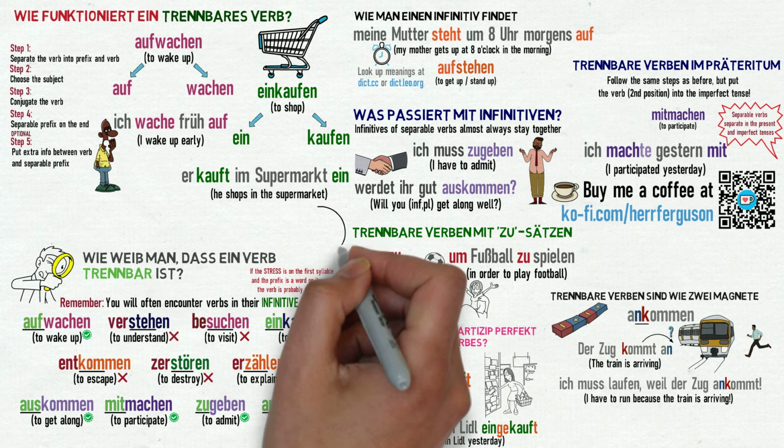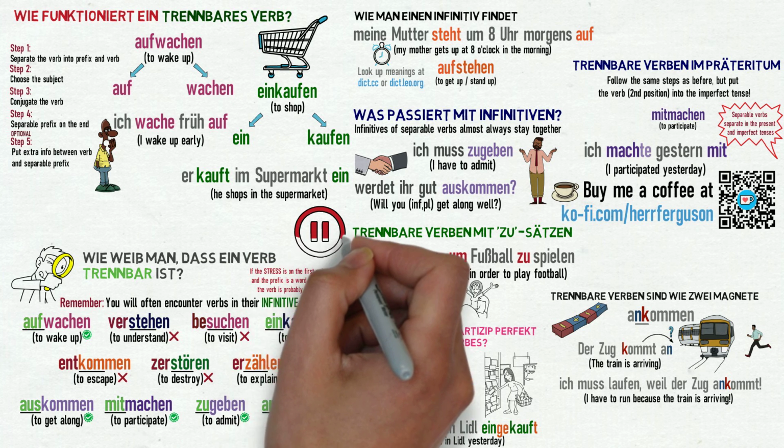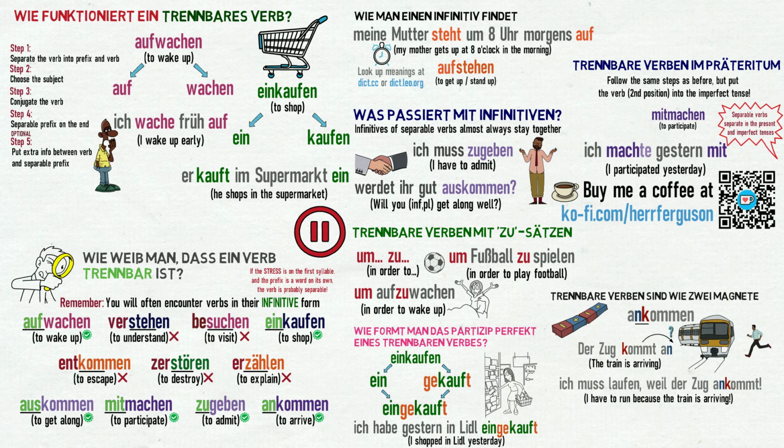Danke im Voraus. It's a good idea to pause the video now to recap what we've covered, including how to identify separable verbs, how to use them in the present, imperfect and perfect tenses, how to use the infinitive of a separable verb, and how to use separable verbs with subordinating conjunctions.